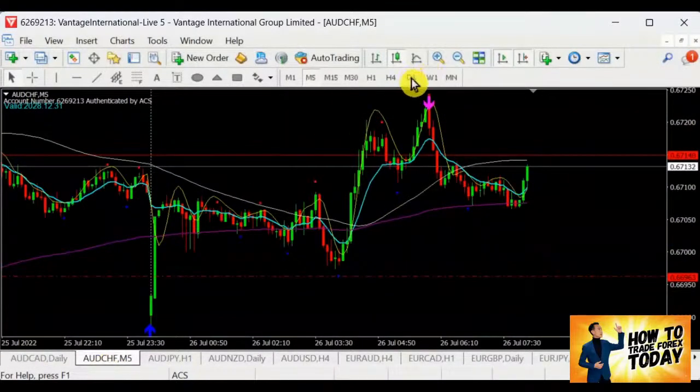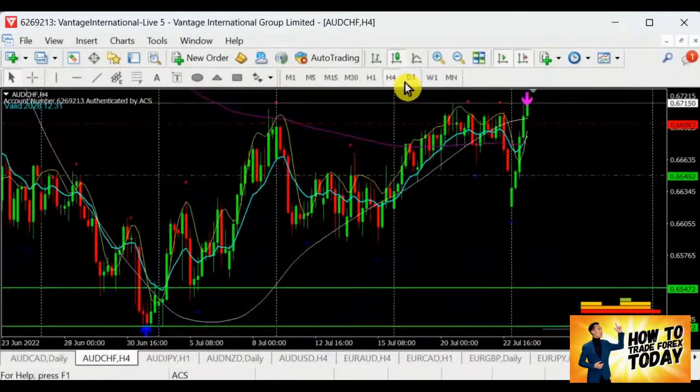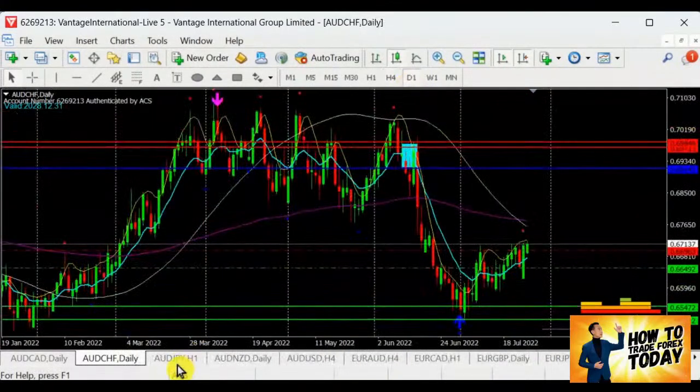So Aussie franc. Let's take a look at Aussie franc. Right now we are also in the bull, escalating for the buying. So tentatively, we are still in the buy. So no for selling at the moment.